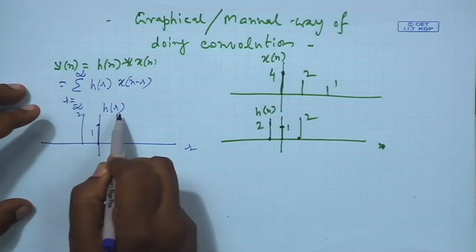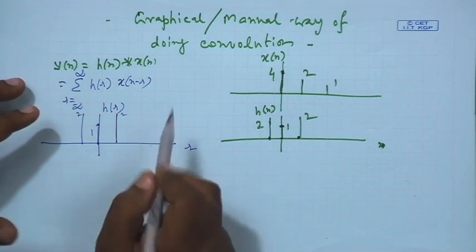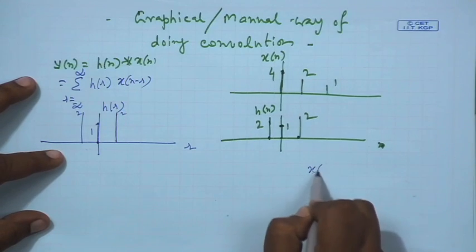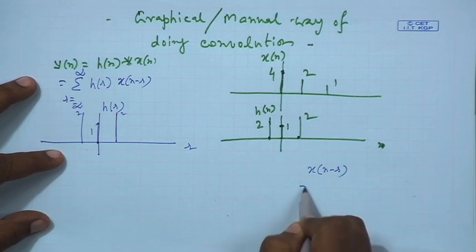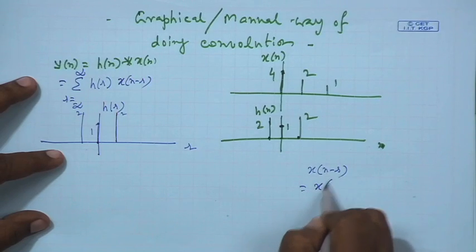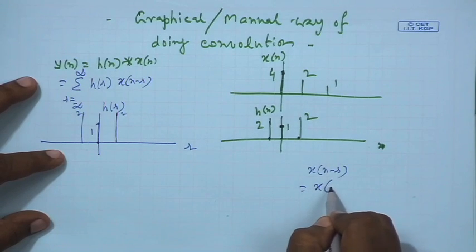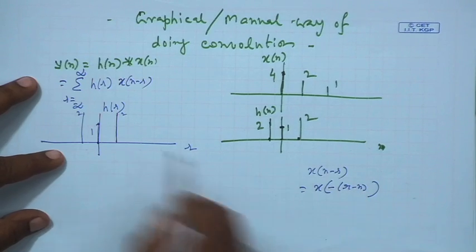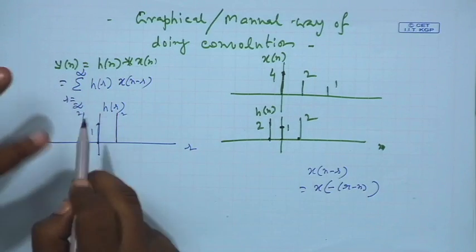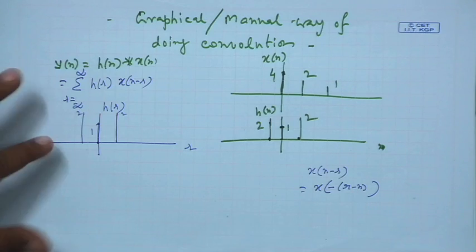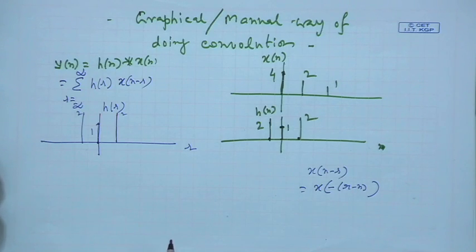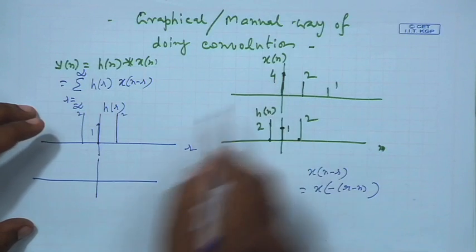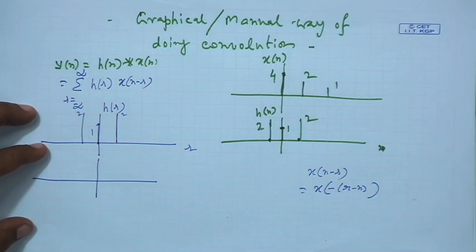This is 1, 2, 2. X of n minus r, you have, right? X of n minus r in this summation I can write as x of minus r minus n. N is your choice, n you have fixed up, you want to find out the convolution at a particular n. So, this n is constant. So, like h, x also I write as a function of r.